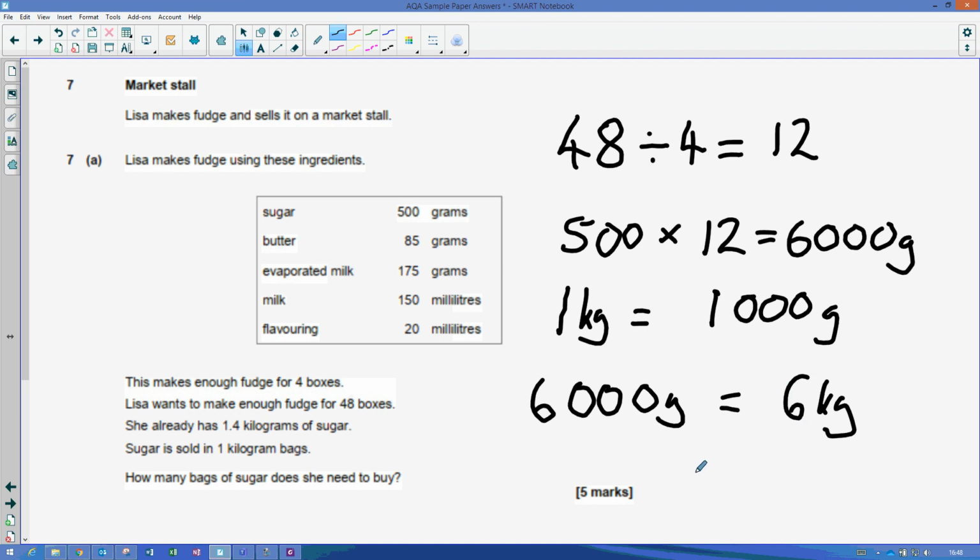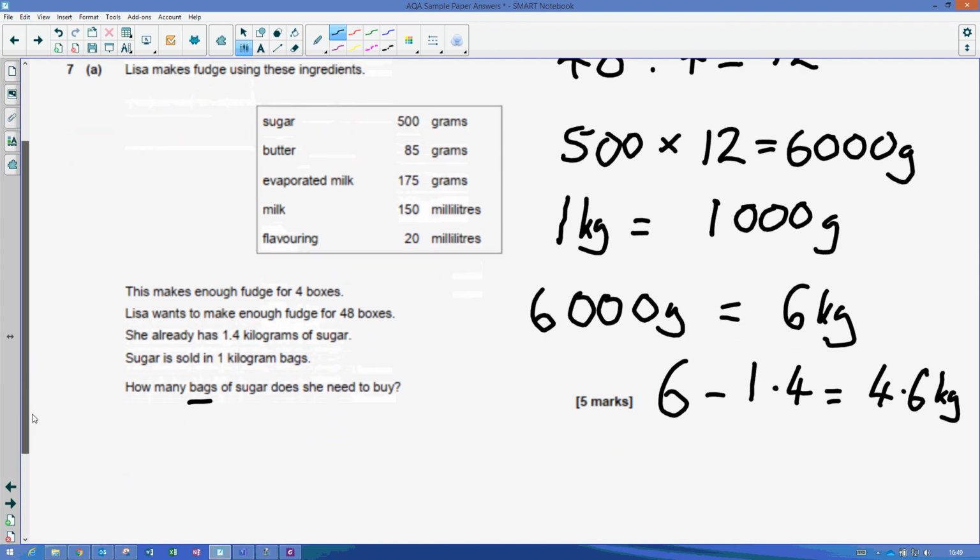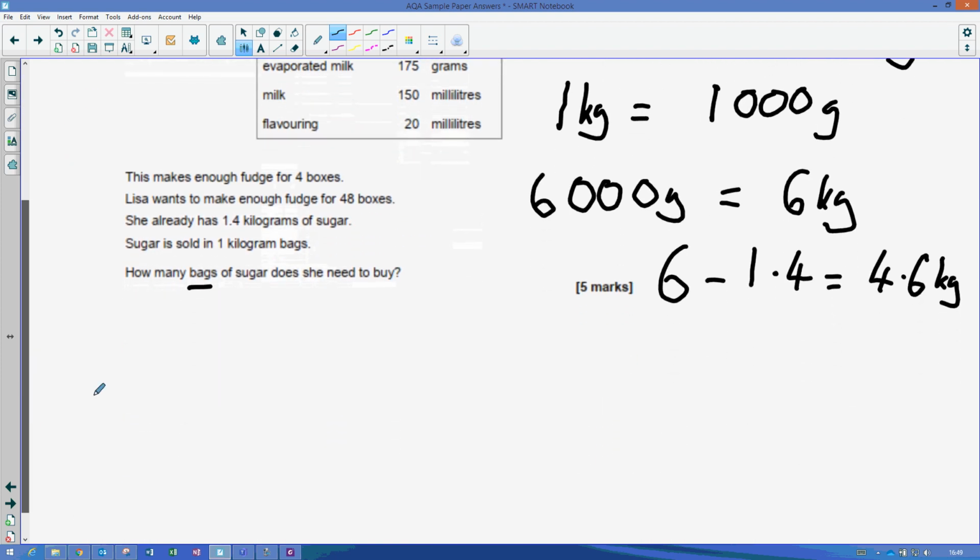How much does she have to buy? 6, take away what she's got. That gives us 4.6 kilograms that she needs. So, are we there yet? How many bags of sugar does she need to buy? No, we're not, because our answer is in kilograms, not in bags.